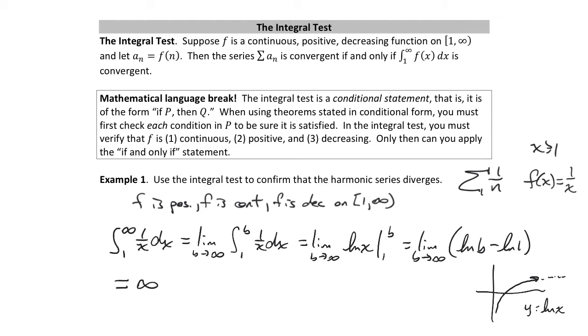Since the limit is infinite, the integral diverges, so the series of 1 over n going from 1 to infinity diverges. You also want to state the test: by the integral test. You don't have to capitalize it, but I did. Okay, so that's how the integral test works.